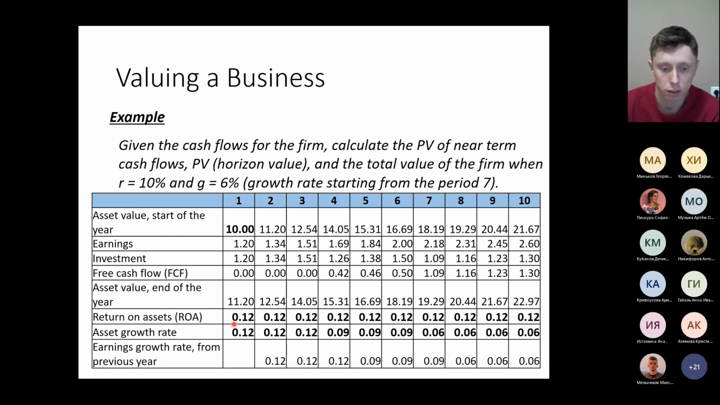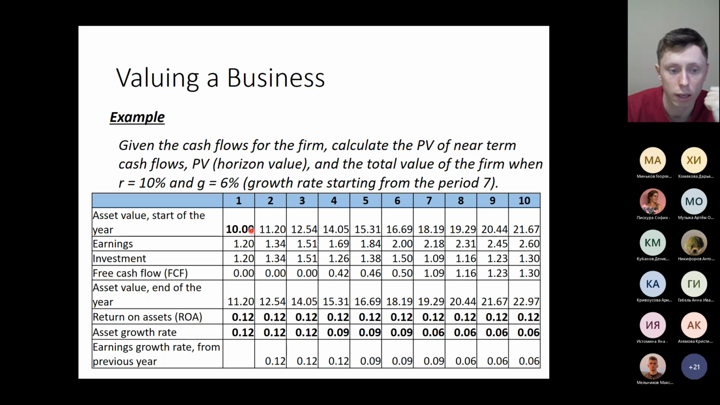Before that, at the initial stages, we hope that the growth rate would be higher, 12% during the first 3 years, 9% during the next 3 years, and then the stable growth rate. But return on asset is the same. It's just that the asset growth rate would be different. It means that during the first 3 years, we do not take money out of the business at all. And starting from year 4, we take some of it out.